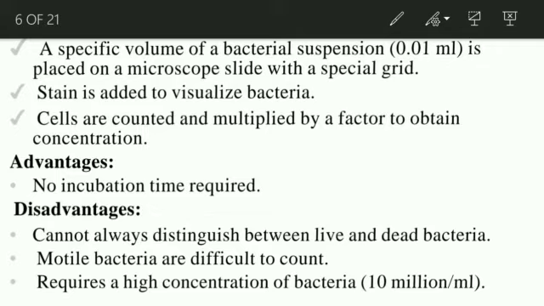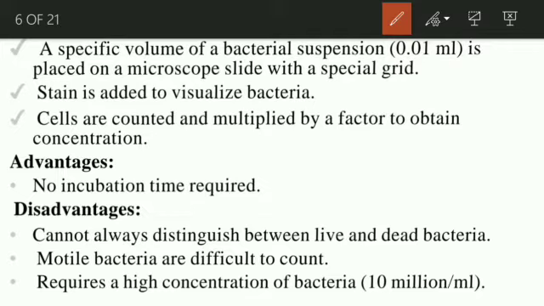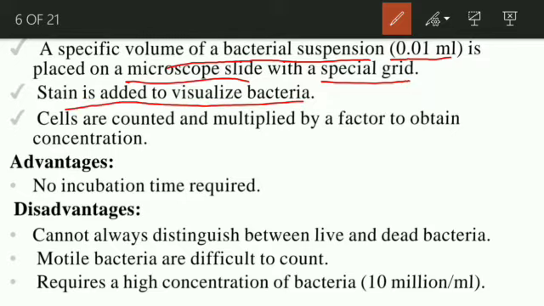All that you need in order to count a bacterial culture is a bacterial culture, that is the first one, and another one is a microscope. You need to count the bacterial cells. Now, a specific volume of bacterial suspension, that is 0.01 ml, is placed on a microscopic slide with a special grid. So that slide has some special grid. We will discuss that one later. A stain is added to visualize the bacteria. Cells are counted and multiplied by a factor to obtain the concentration.